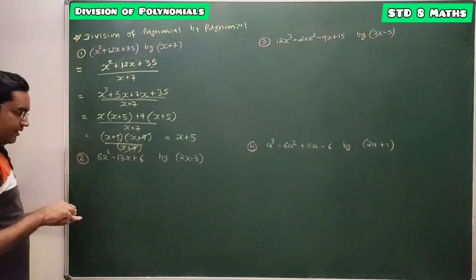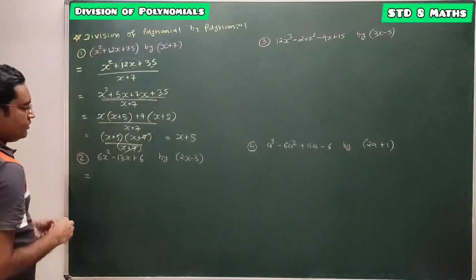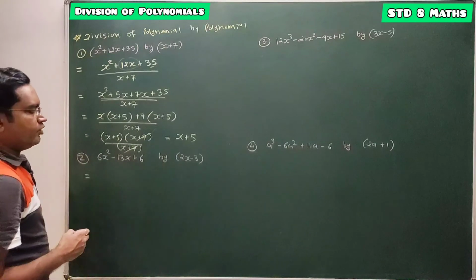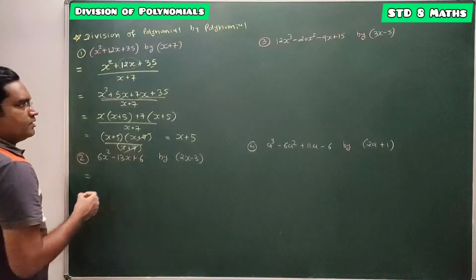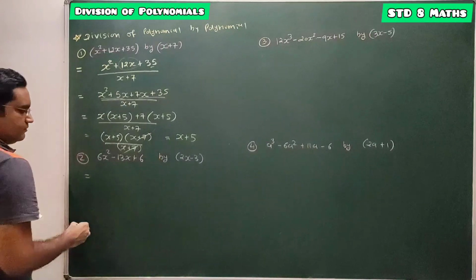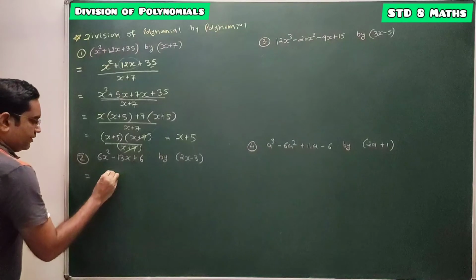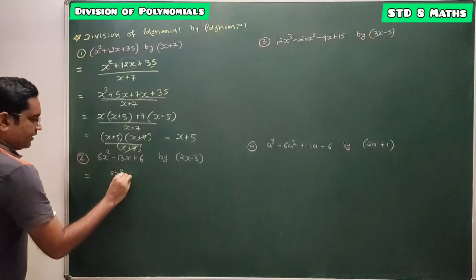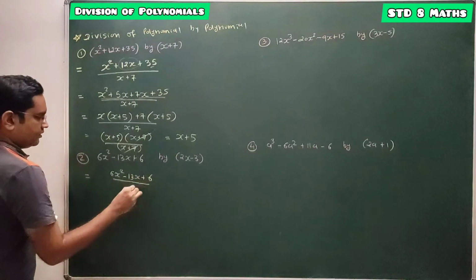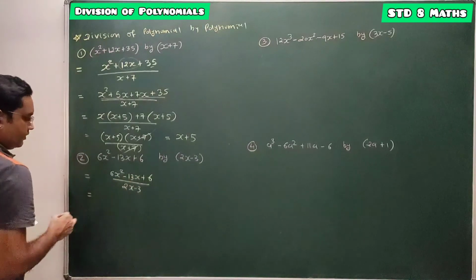By using factorization. One more sum. Divide 6x square minus 13x plus 6 by the polynomial 2x minus 3. So this is again the case of division of polynomial by polynomial. First you have to write it in numerator by denominator form. So it will be 6x square minus 13x plus 6 divided by 2x minus 3.